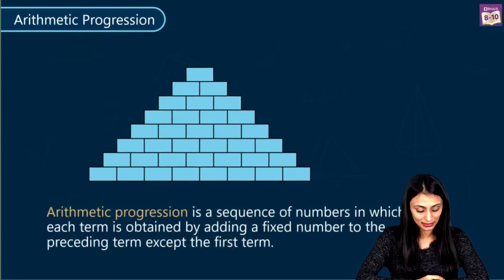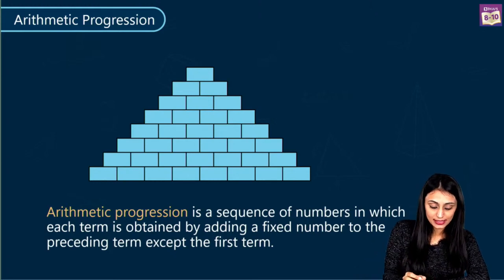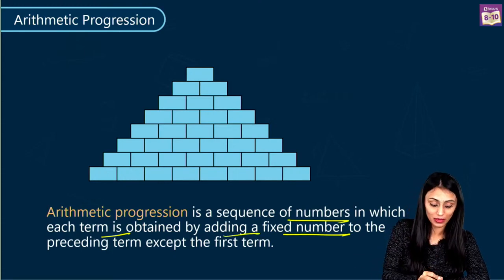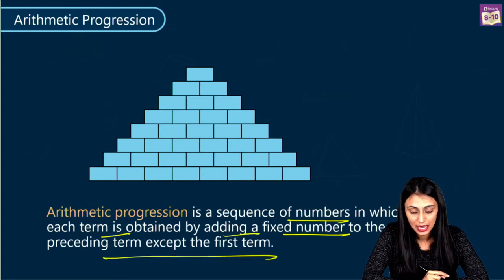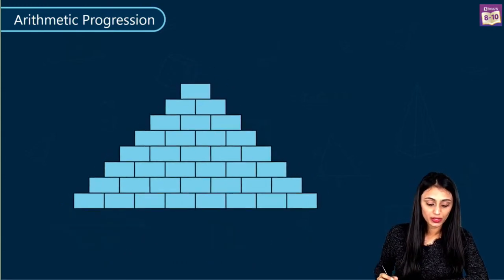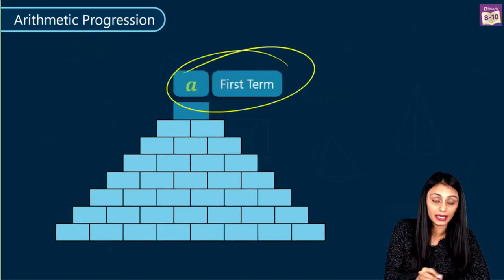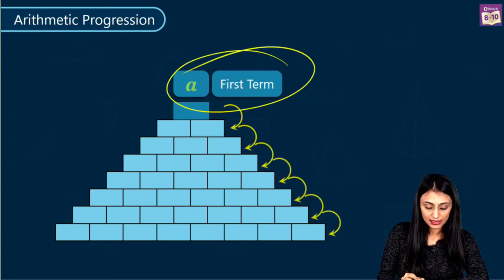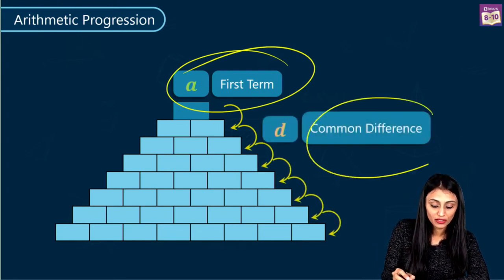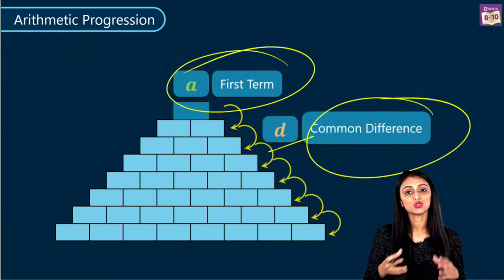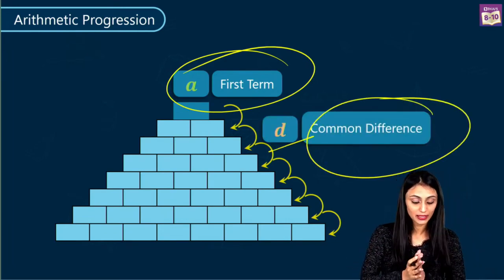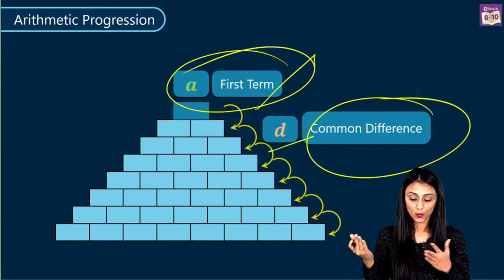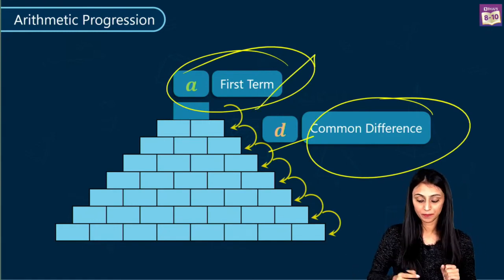Now let's take a look at its mathematical definition. So mathematical definition states that it is a sequence of numbers in which each term is obtained by adding a fixed term to the preceding term except the first term. So what does this mean actually? So here, the first term is actually denoted by a, right? And the fixed difference, the fixed amount that we are adding every time to the previous term, that is actually called the common difference, which we denote by small d. So every time to get the next term, we add the fixed amount to the previous term, right? So basically, what we are doing here is first term remains as it is, and then for the next term, we will be adding the fixed amount to it, right?